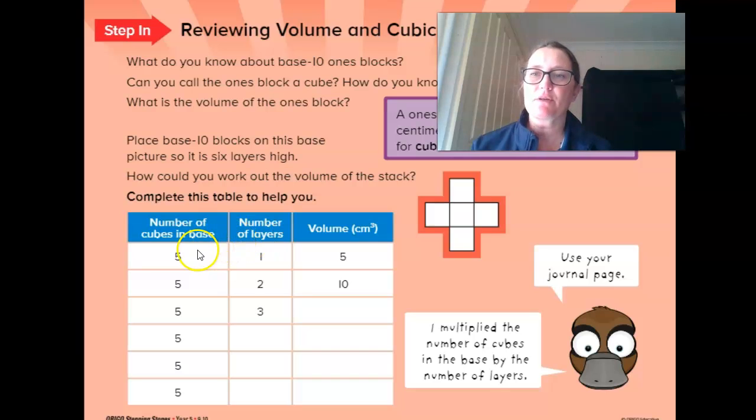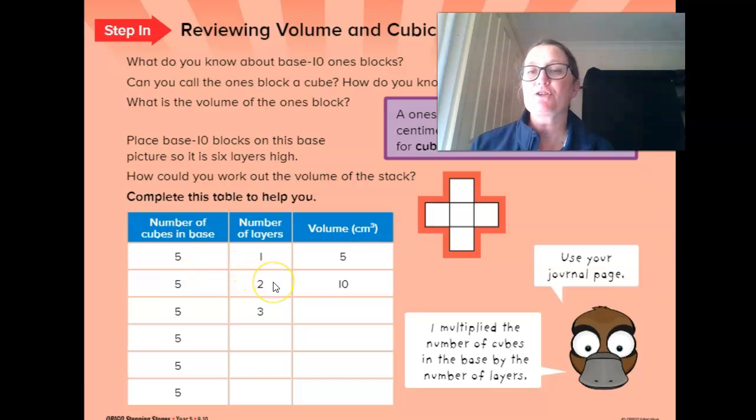Okay, so if the number of cubes in the base is 5, 1, 2, 3, 4, 5, as it is here, and I have just one layer on my base, then my volume is 5 times 1. I had 5, that's my total area is 5, and my layers is 1. Okay, my base isn't changing, but my volume is changing as I add more layers. It's getting bigger, isn't it?